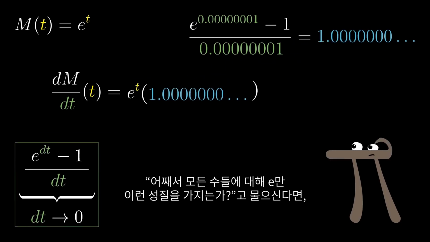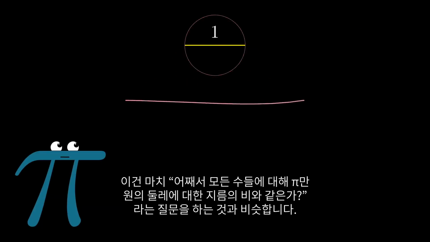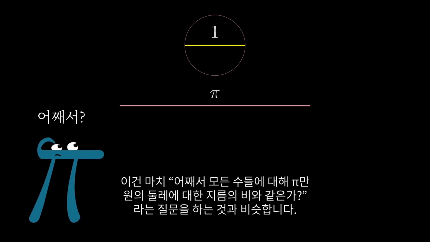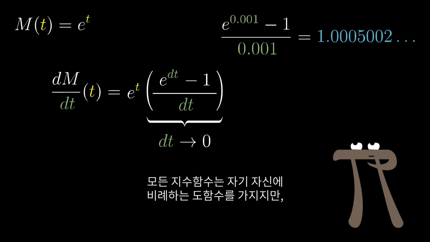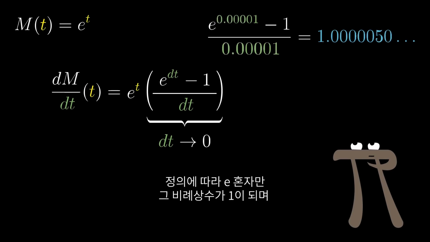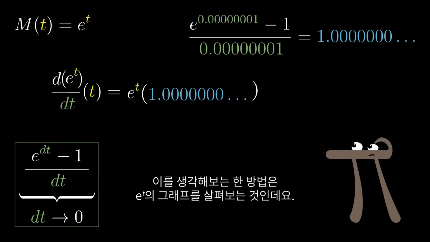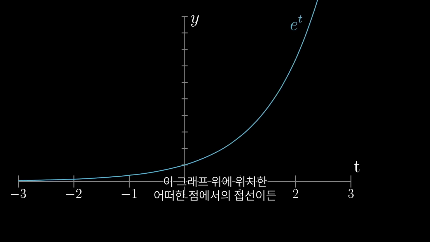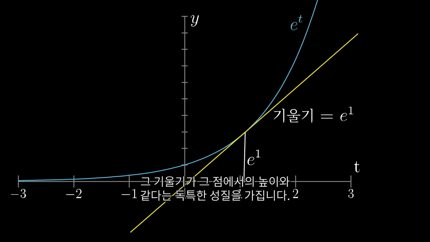If you ask, why does e of all numbers have this property, it's a little like asking, why does pi of all numbers happen to be the ratio of the circumference of a circle to its diameter? This is, at its heart, what defines this value. All exponential functions are proportional to their own derivative, but e alone is the special number so that that proportionality constant is 1, meaning e to the t actually equals its own derivative. One way to think of that is that if you look at the graph of e to the t, it has the peculiar property that the slope of a tangent line to any point on this graph equals the height of that point above the horizontal axis.